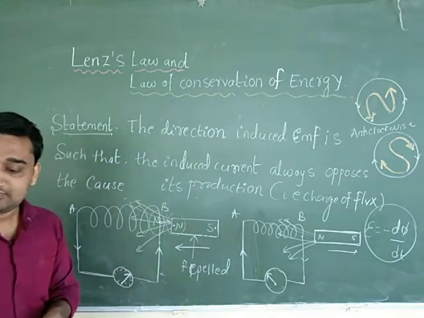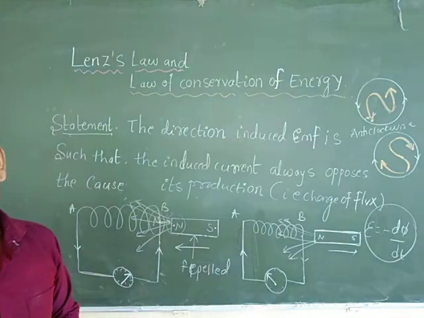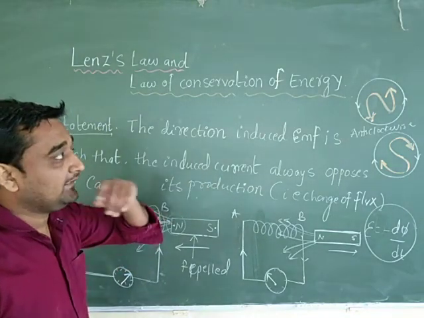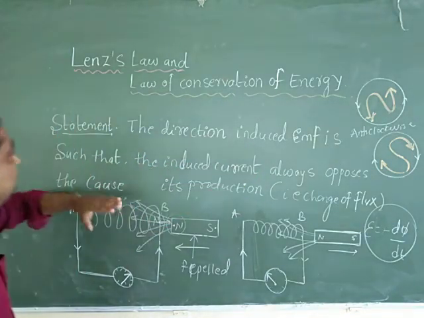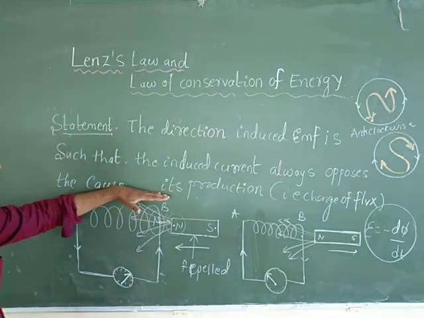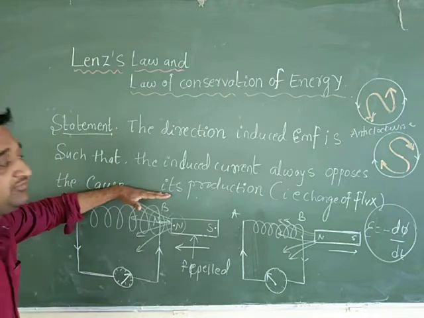That bar magnet is repelled by the current here, that is, by the coil here, right? So this is what Lenz's law says. The direction of the induced EMF is such that the induced current always opposes the cause of its production. The induced current opposes the cause of its production.